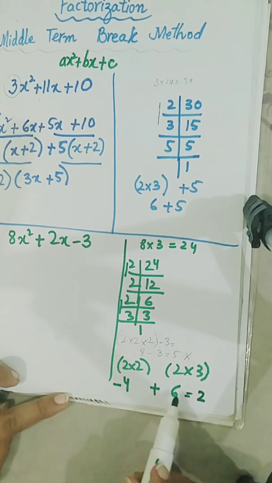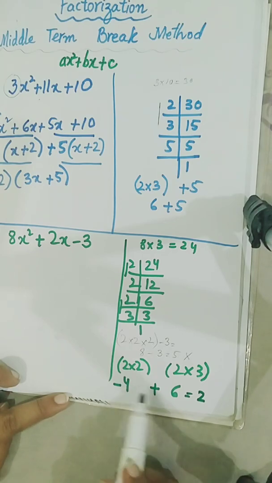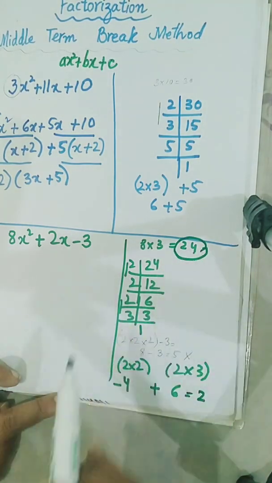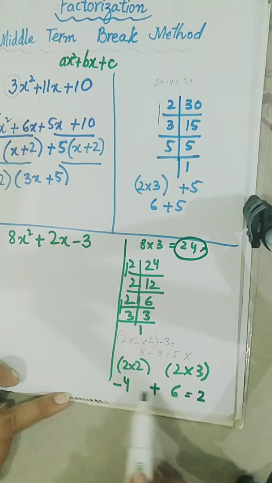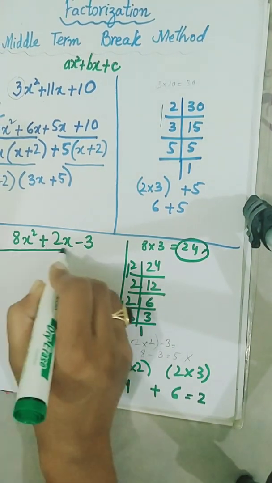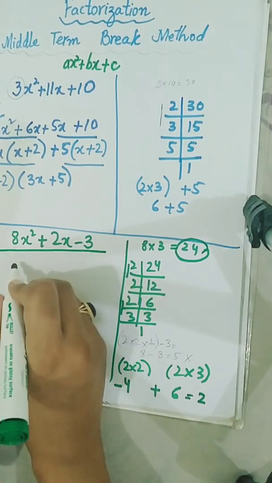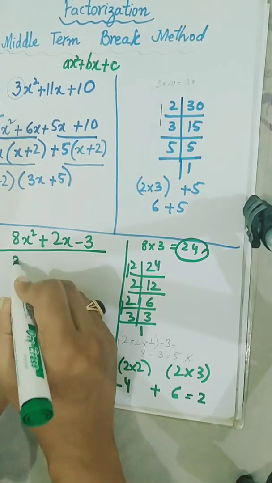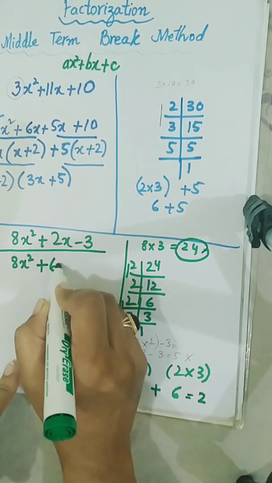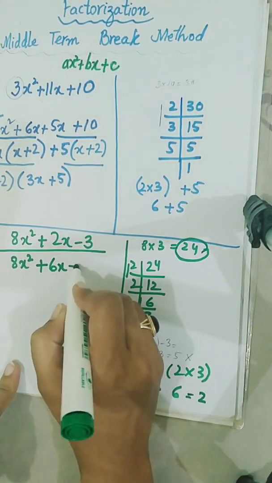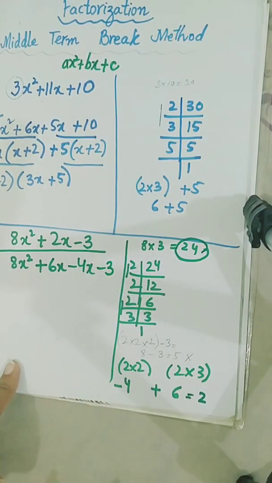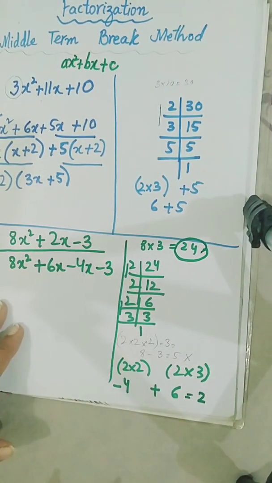Alright, and I know that 6 into 4 will be 24. 6 into 4 will be 24 and 6 minus 4 will be 2. Yes, so these are the desired factors. So I can write down 8x square plus 6x minus 4x minus 3. Yes, obviously you can write in this way.